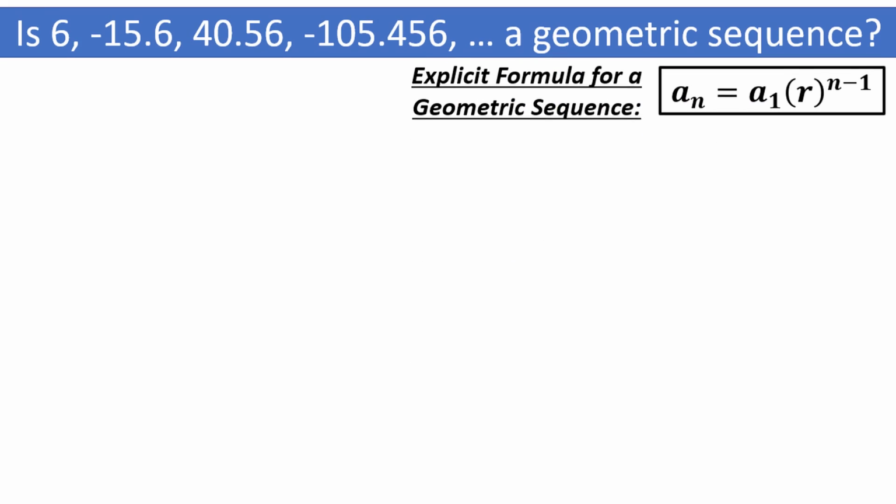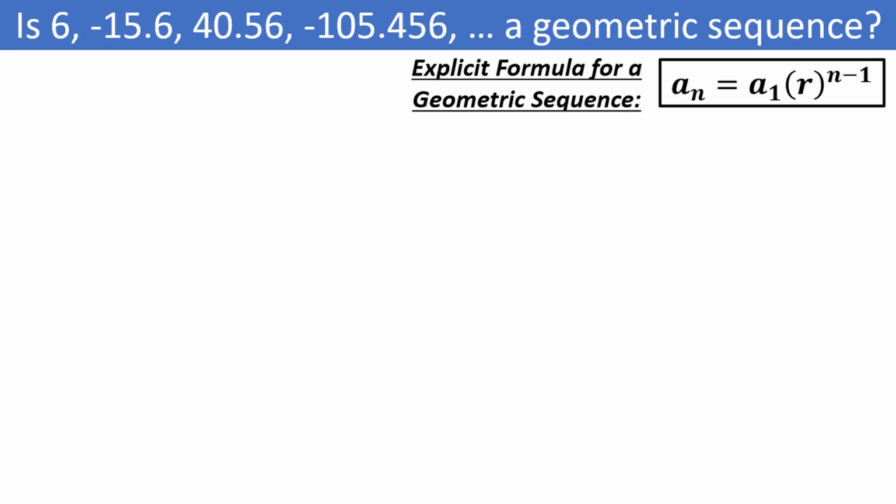How about this one? 6, negative 15.6, 40.56, negative 105.456, ... Is this a geometric sequence? And if so, can we find an explicit formula? It looks like this might be geometric, but it isn't clear.